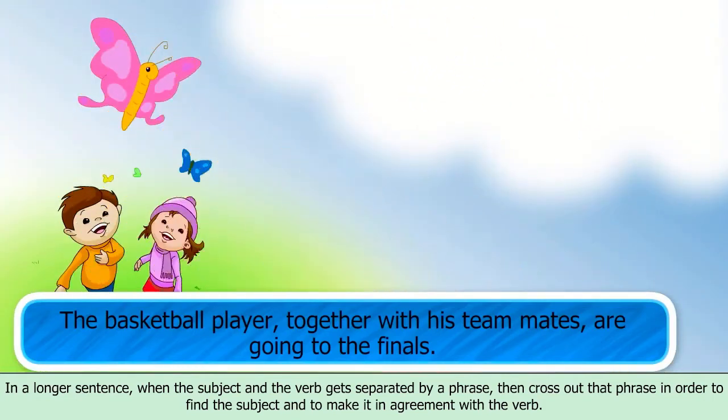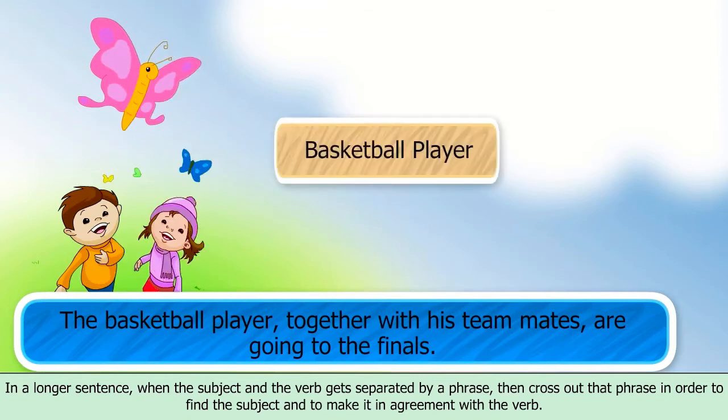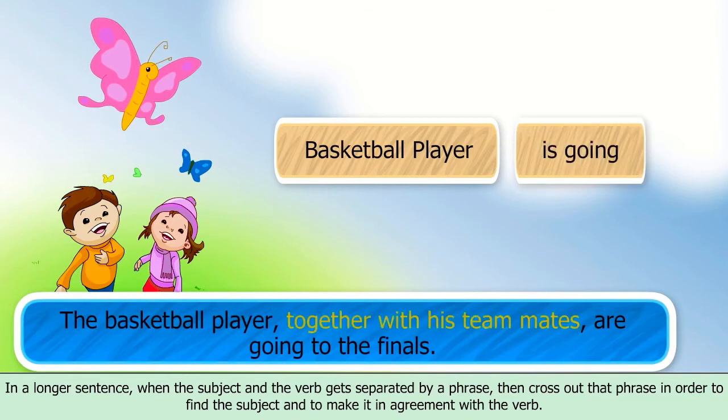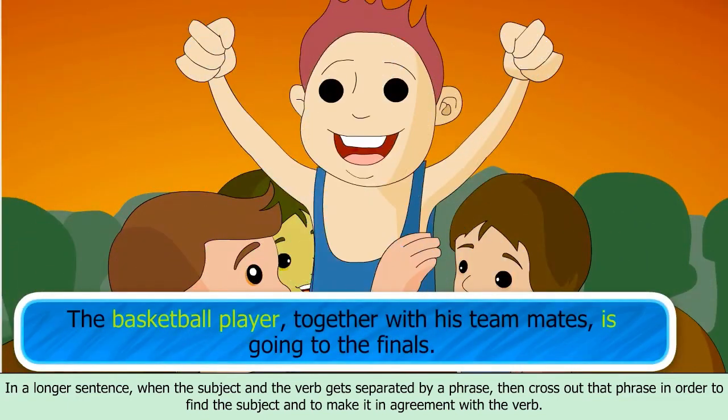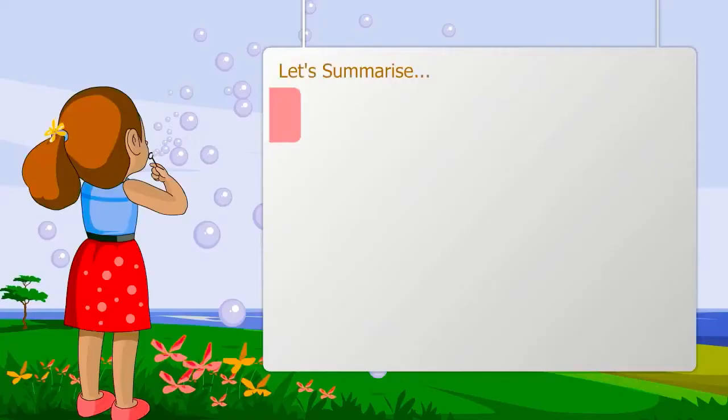Can you identify the subject in this sentence? Well, the correct subject here is the basketball player, which is singular. And as per the rule, the verb should also be is going, singular, and not are going. Now, how did we come to know of it? Certainly, by cutting away the phrase together with his teammates, you can see it clearly. The basketball player is going to the finals. Let's summarize.